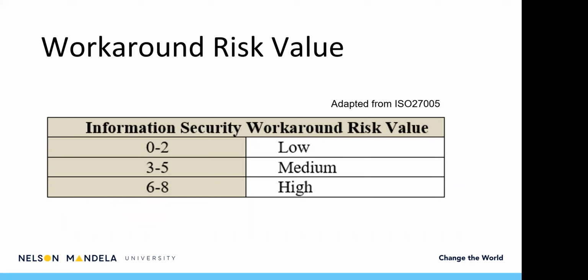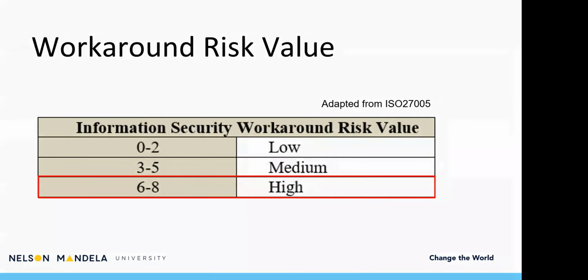Once a resultant value has been calculated through the risk assessment matrix, it can then be referred to the information security workaround risk index. To determine the final risk level, in Hospital X's example, the calculated value from the risk assessment matrix is 7. Therefore, the information security risk index for the workaround example is determined to be high. The risk assessment matrix for information security workarounds can play an important role in identifying the risk exposure that a workaround may introduce into an organization.